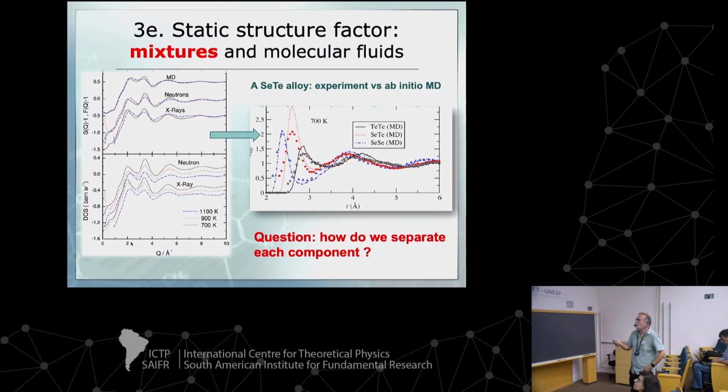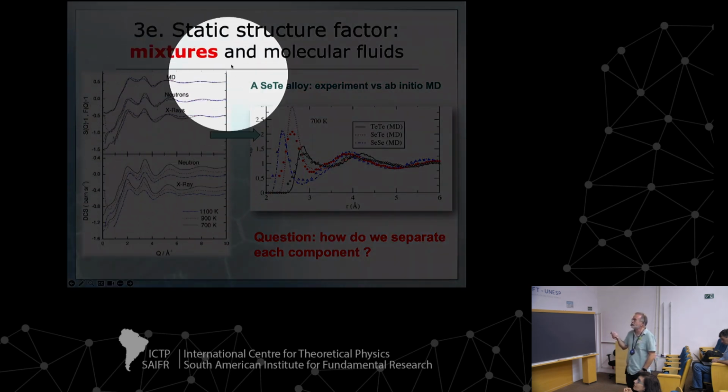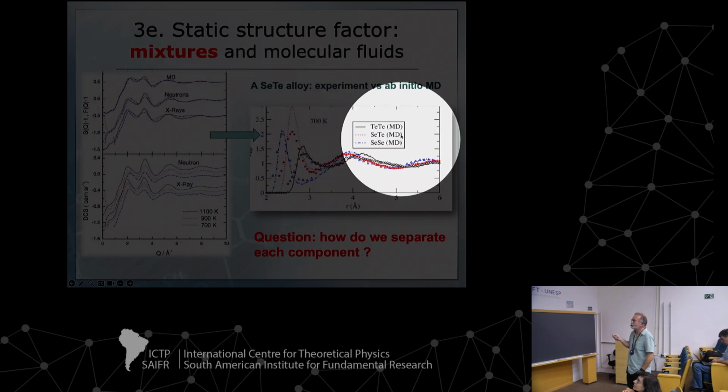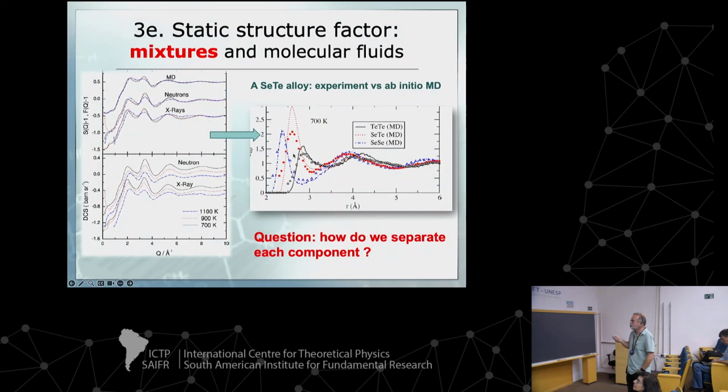This is an example that we did 15 years ago, where we actually did the neutron and X-ray scattering in molten mixtures of selenium and tellurium, right? And we extracted these average functions here, and then you can see how they change depending on the temperature. These are molecular dynamics results, because here it is impossible to separate.